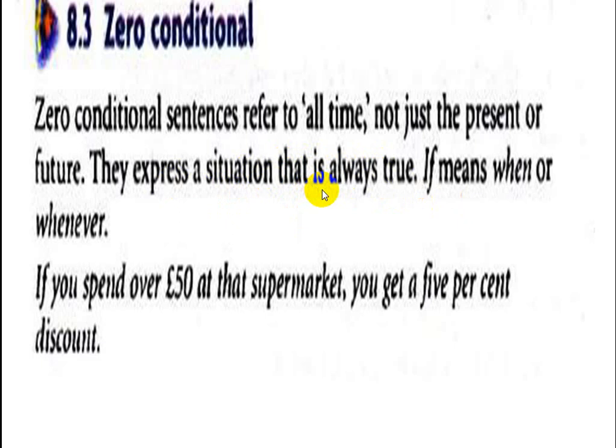تعبر عن موقف صحيحة دائما. Always true. If here in zero conditional sentences means when or whenever. So if means when or whenever. This is in zero conditional sentences. For example, if you spend over £50 at the supermarket, you get a 5% discount.